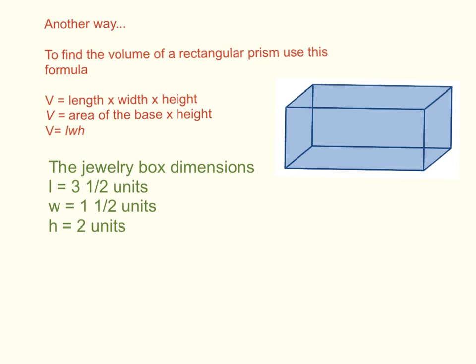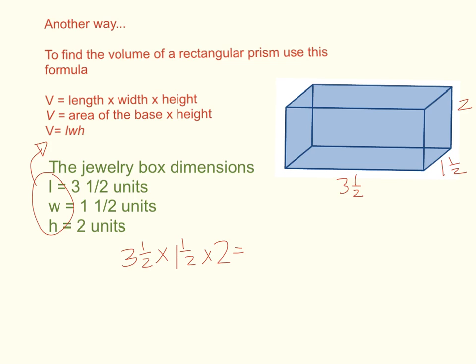Much easier to do. So if my jewelry box dimensions, my length was 3.5 units. I'm going to label that here. This is 3.5 units. Length is the long one. My width is the one that's kind of going back, was 1.5 units. And my height was 2 units. So if I'm going to throw all these numbers into my formula, I'll do 3.5 times my width 1.5 times my height of 2.